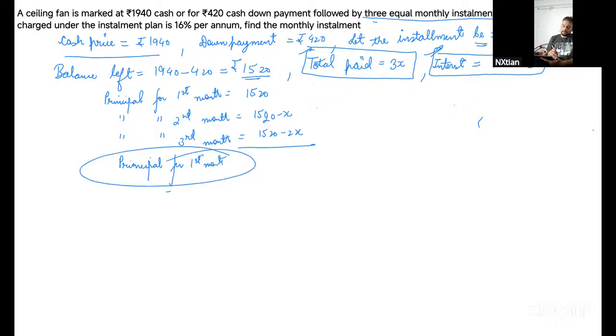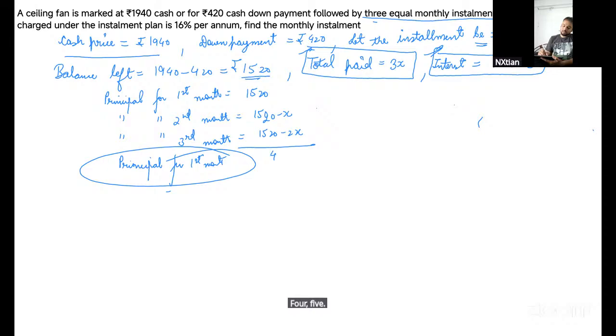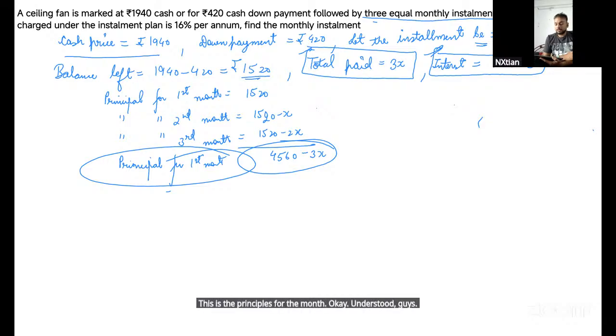So basically, when you add it, what will you get? 1520, 1520, 3040, 3040 is 4560 minus 3x. This is the principal for the month. Okay? Understood, guys?